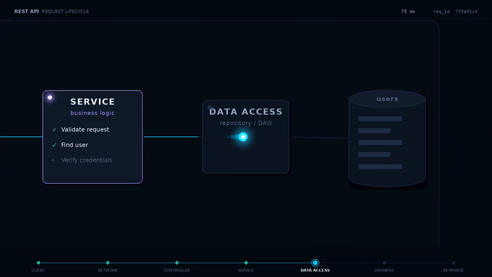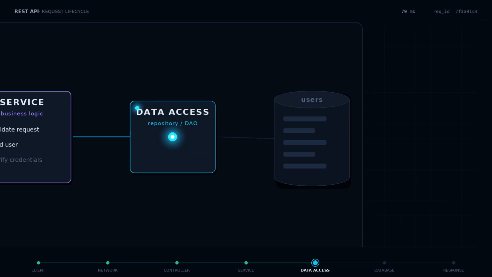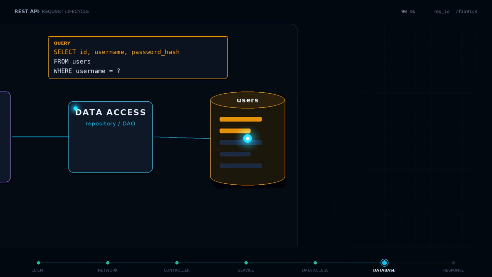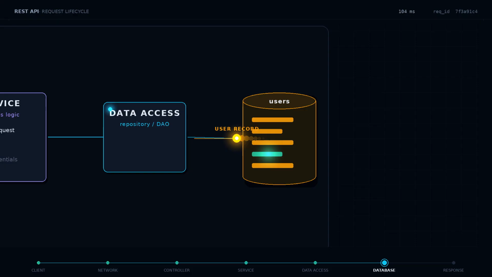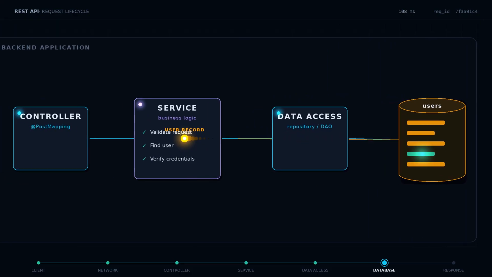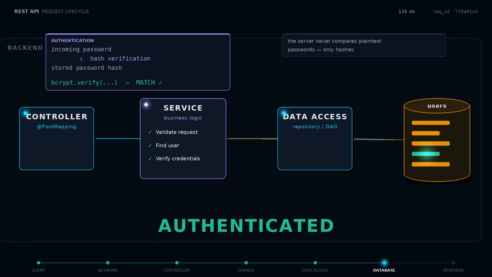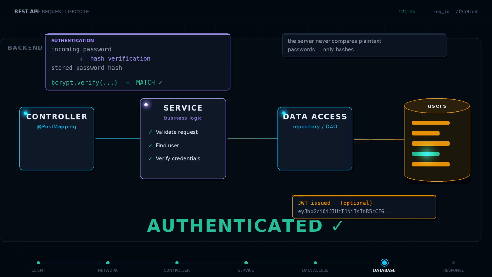To get that data, the service uses a data access layer to talk to the database. The database runs the query, finds the user, and returns the record. The server verifies the credentials against the stored password hash. If they match, authentication succeeds. The server may also issue a token, a JSON Web Token.